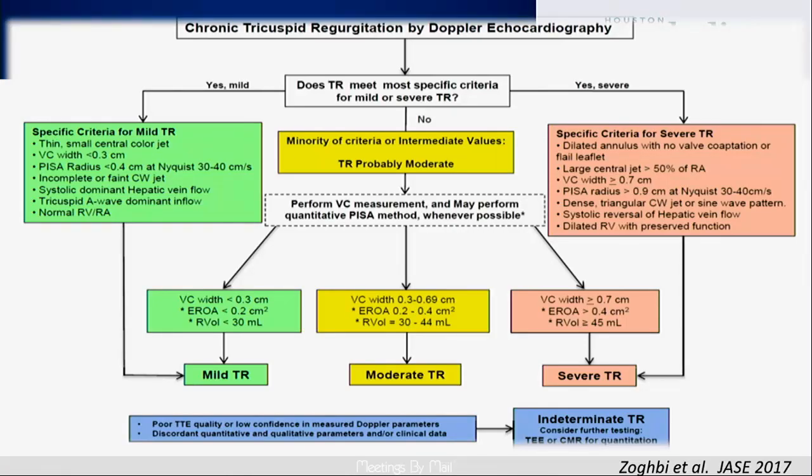So just to hit the guideline, this has been around for a long time. This is how we quantify TR. It's a bit cumbersome, but I was on the writing committee, so I take a little responsibility for some of that. But the mild TR is easy. When you have at least 4 criteria or so, you have severe TR.